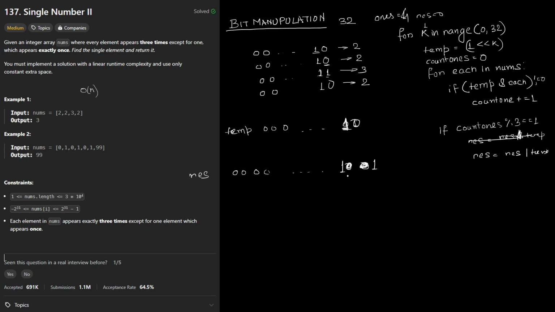So that's the idea. Once that is done, for all the other bits, every value would be 0, so nothing is going to change. So now I got the result. If I convert it to an int, it would be 3.